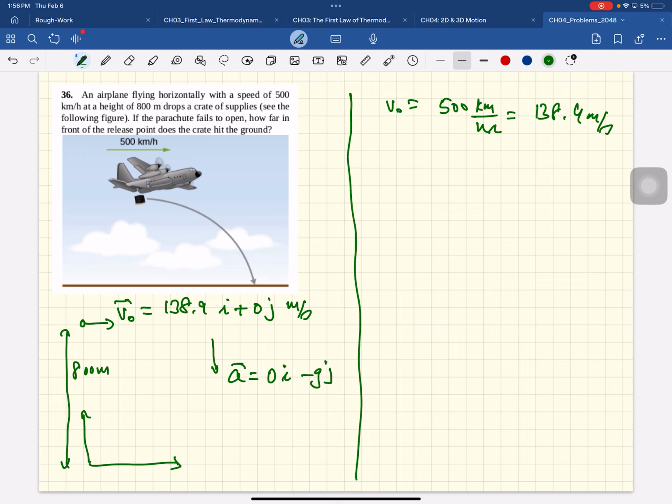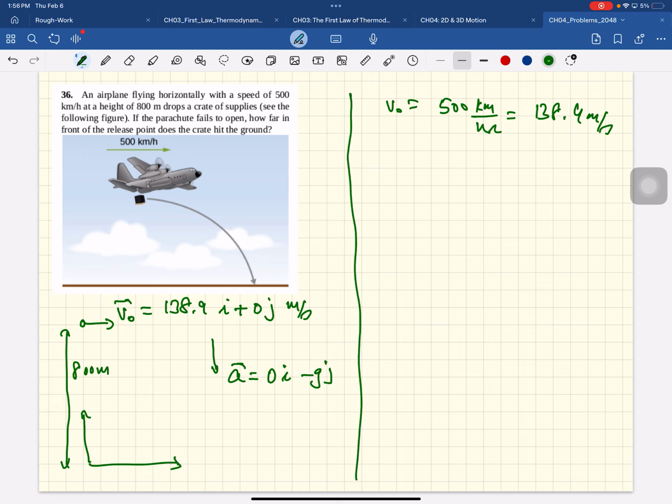All right, now if you want the time of flight, you want to look at the y component of the motion. Why do we have to look at the y component? The higher you throw it from, the longer it takes to hit the ground. So let's look at the y component of the motion. y minus y naught equals v naught y t plus 1/2 a y t squared. This is 0, initial height is 800 meters. This is 0, minus 1/2 g t squared.